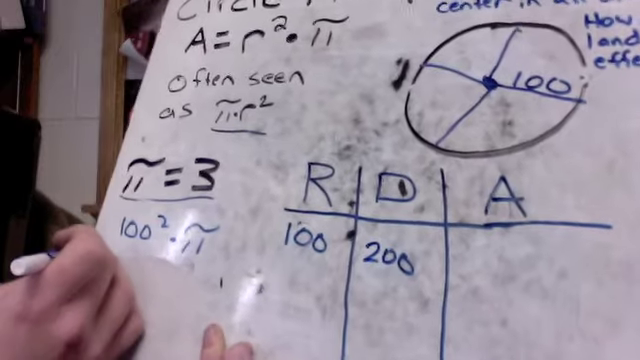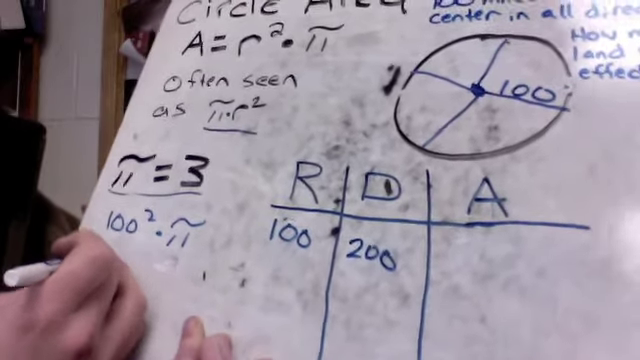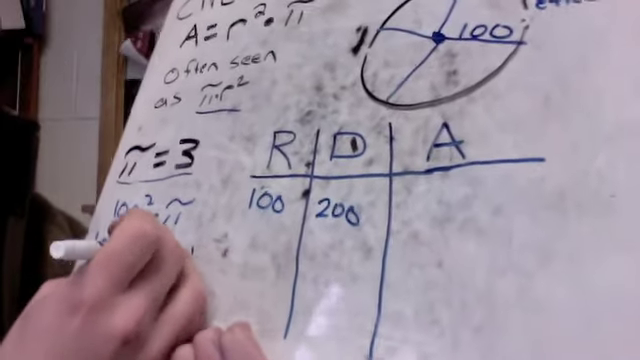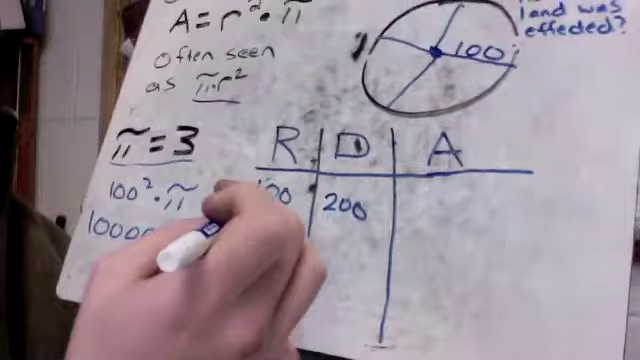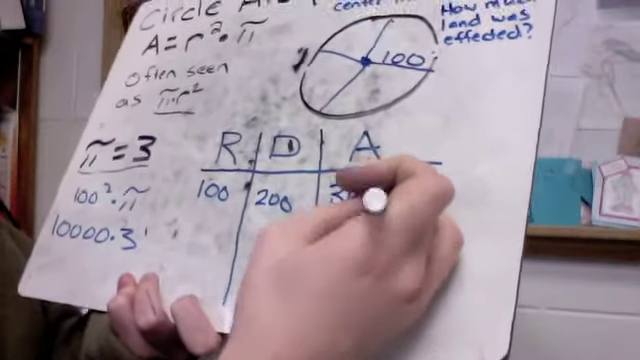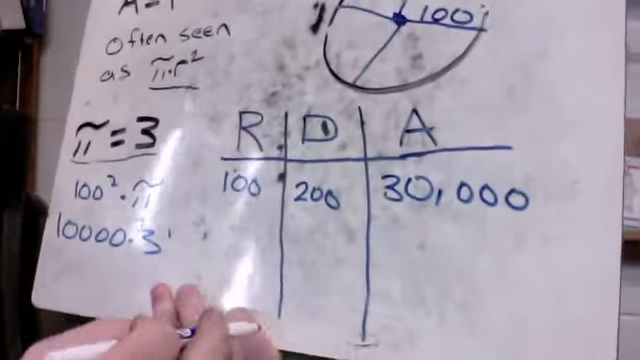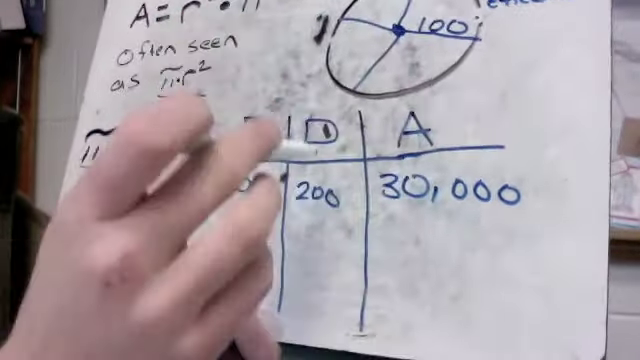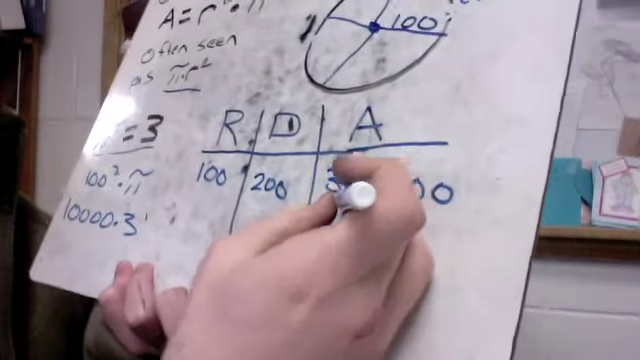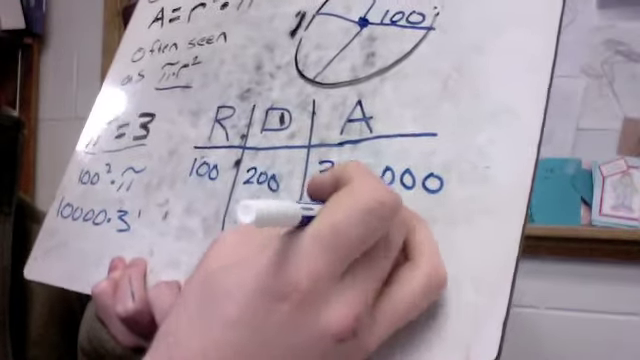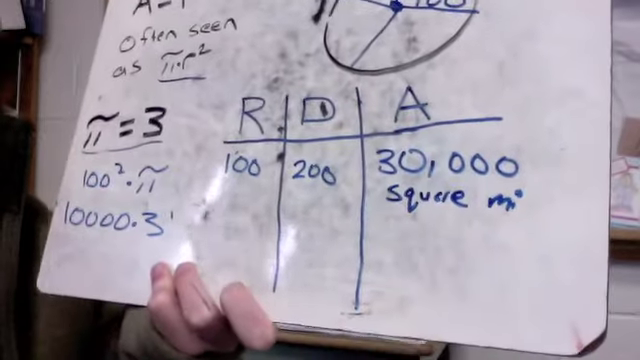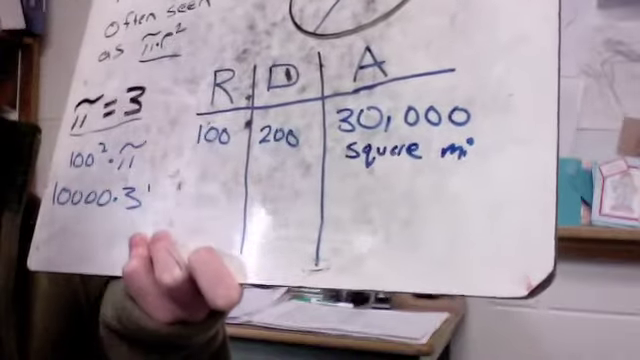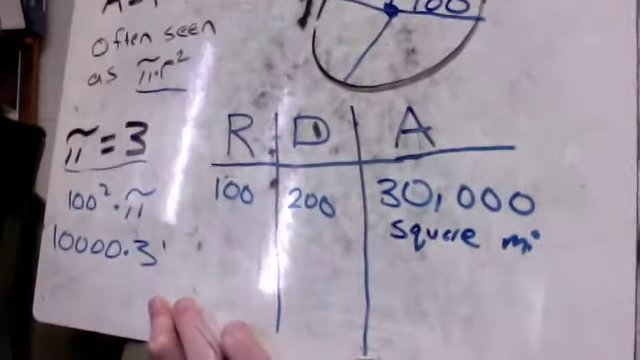100 times 100 is going to be, there's going to be a 1 and there's going to be 4 zeros. 1, 2, 3, 4. So we get 10,000. And then we have to times it by pi, which is 3. So our area is going to be 10,000 times 3 is going to be 30,000. That means that this whole circle that the earthquake affected, it affected 30,000 square miles. So everybody within that 30,000 square mile circle was affected by the earthquake.